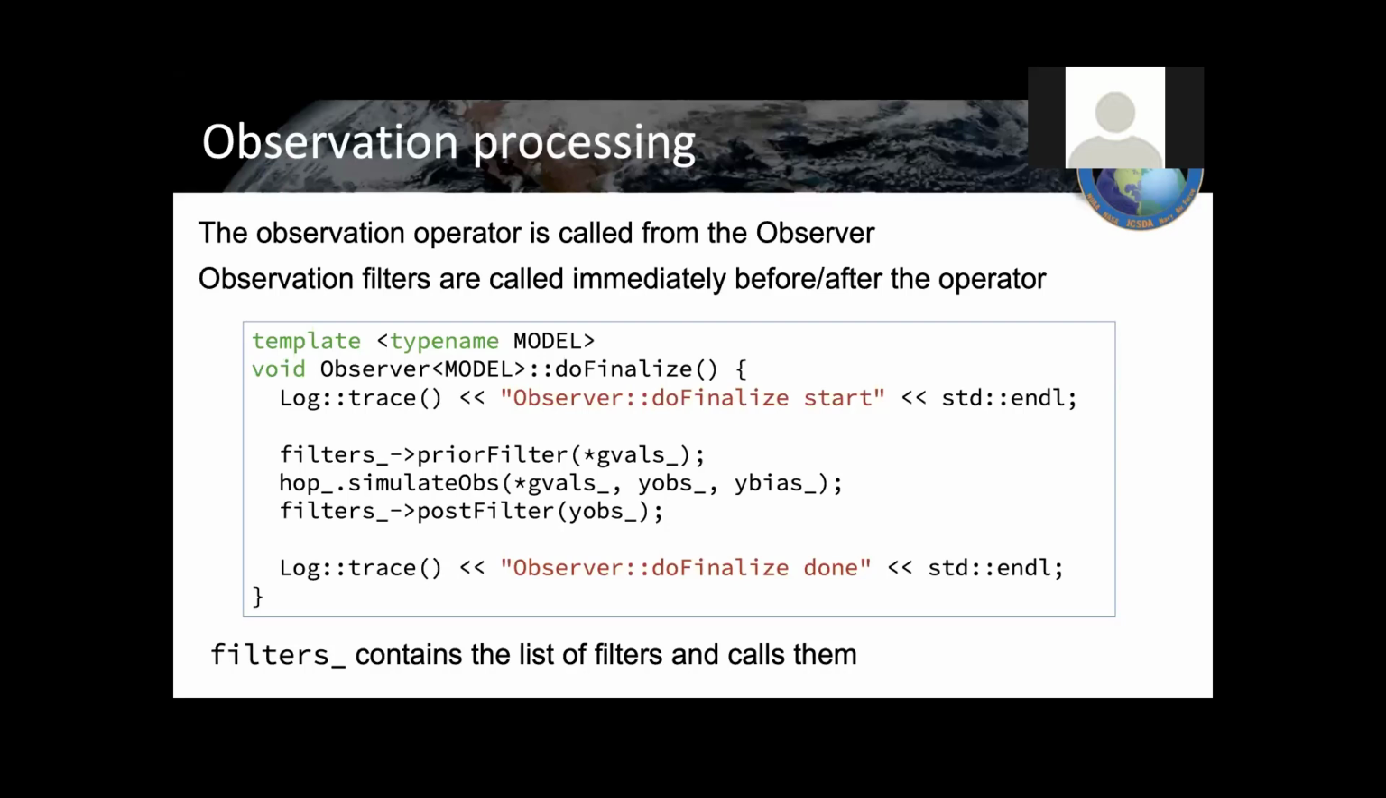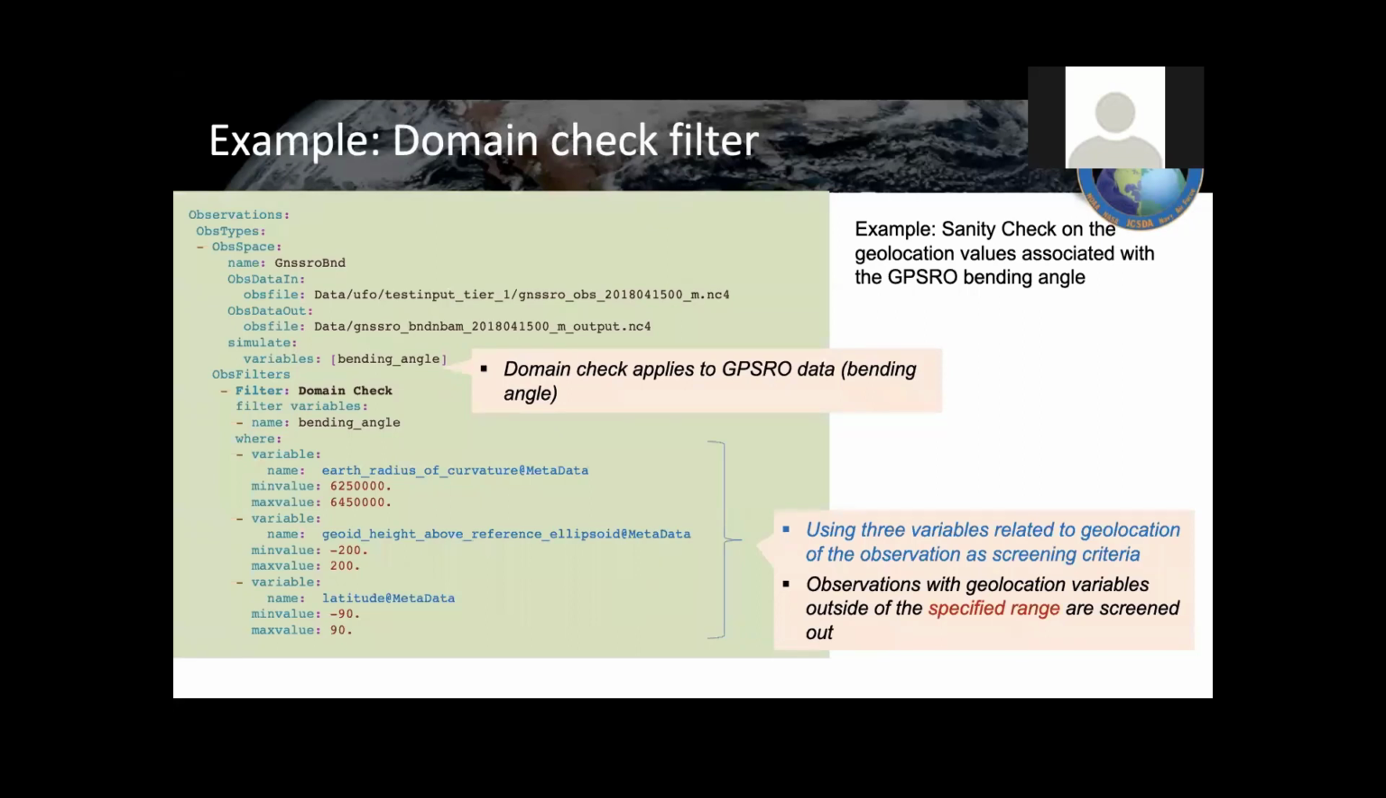We want to support situations where one filter can chain onto the next, which chains onto the next, and where we can store intermediate results. That's in the future. So here's a relatively basic filter that checks whether variables are just within certain bounds, and it's called the domain check filter.